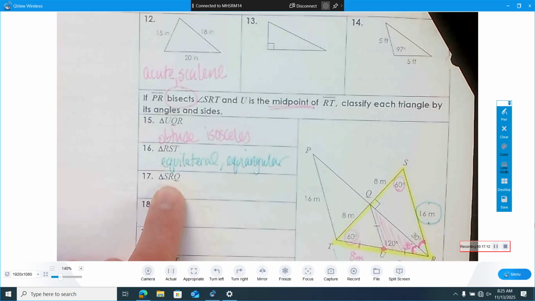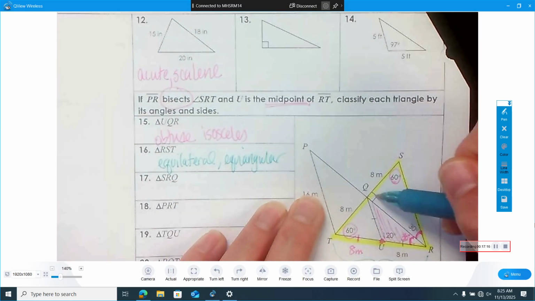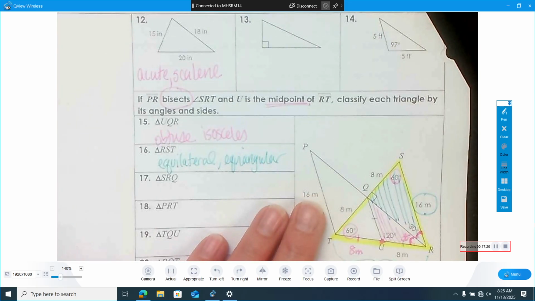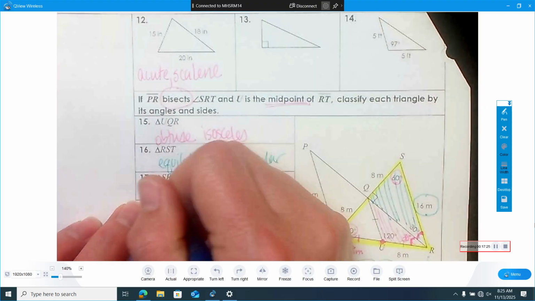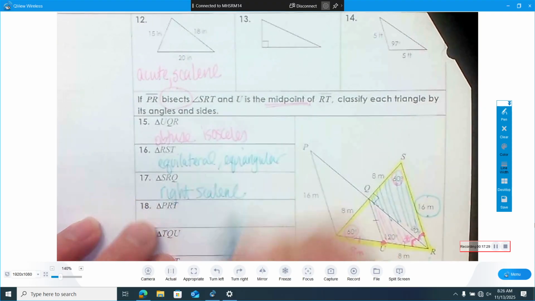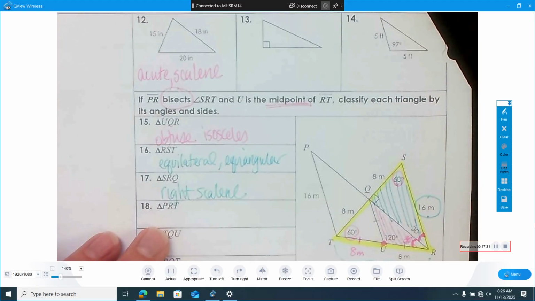All right, triangle SRQ. SRQ is right here in blue. So there's a blue triangle. Right? Right scalene, yes. Right scalene triangle, awesome.